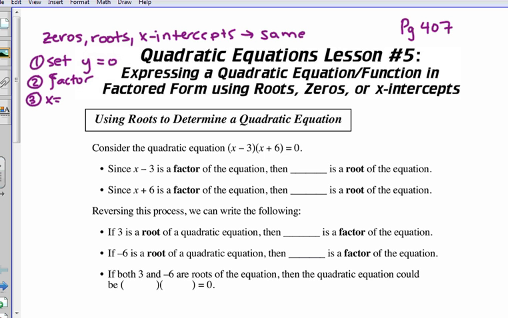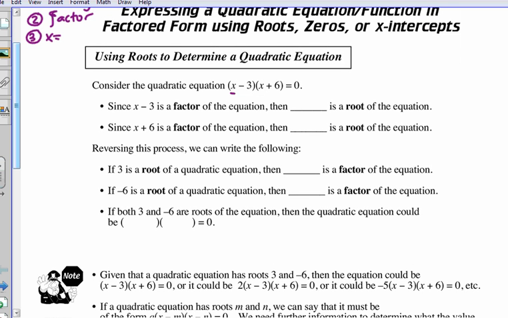So consider the equation that we have here. We have x minus 3 and x plus 6 being multiplied together, and that equals 0. And so we're working off the property that a times b equals 0. If a times b equals 0, then we know a is equal to 0 or b is equal to 0. So since x minus 3 is a factor of the equation, what is the root for x minus 3? What would x have to be to make that 0? That'd be 3. Same idea, since x plus 6 is a factor of the equation, then what is the root? The root would have to be negative 6, because negative 6 plus 6 would give you 0.